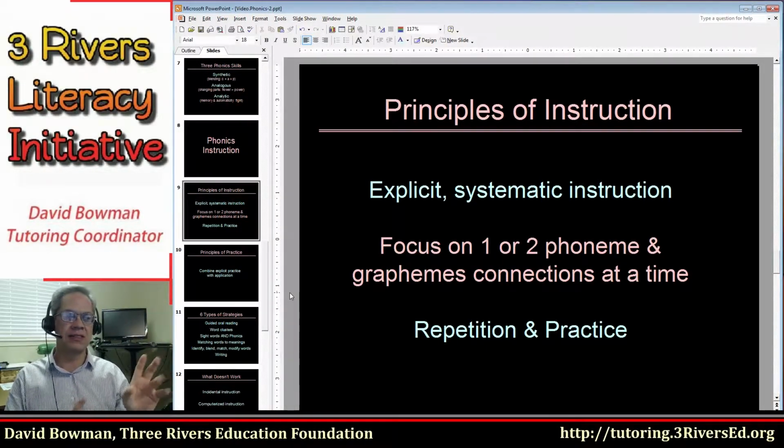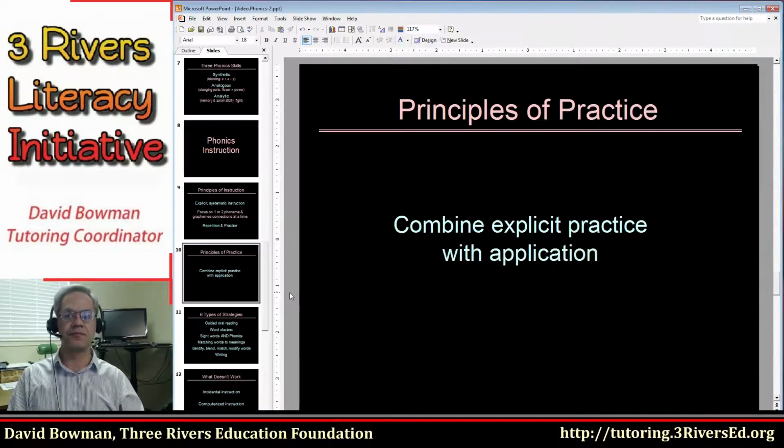So explicit and systematic. While we are doing that, we're only going to be focusing on one or two phonemes at a time. We're not going to try to learn everything all at once, just one or two. And we're going to give kids a lot of practice. We're going to repeat the instruction in multiple ways to help their brains develop patterns that will eventually lead to automaticity. So explicit, systematic, focusing on one or two phonemes, and lots of practice.